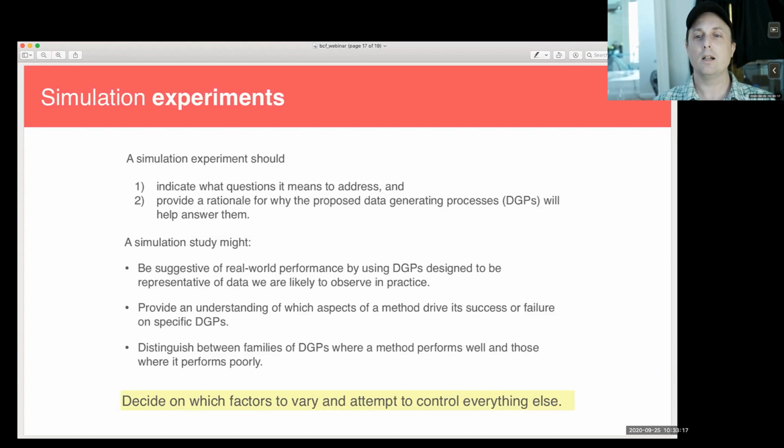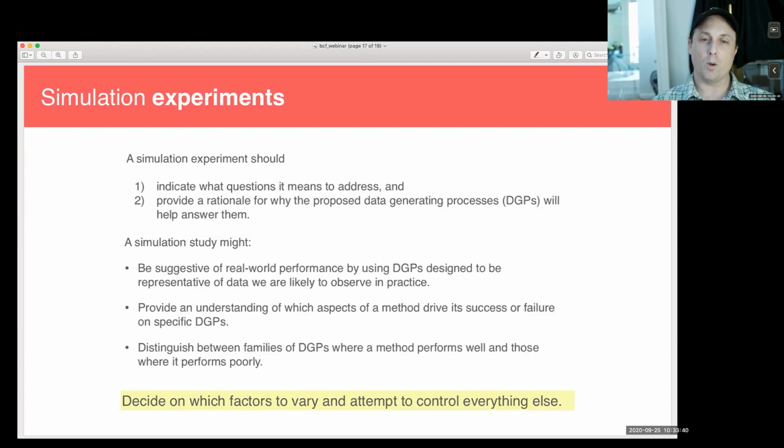We think so. So, for example, a simulation study might be suggestive of real-world performance by using data-generating processes designed to be representative of the data we're likely to observe in practice. This is sort of closest to the way that a traditional Bayesian might think of it. Like if you develop a model and a prior and you generate from that prior, you know that you're going to be doing well on those.